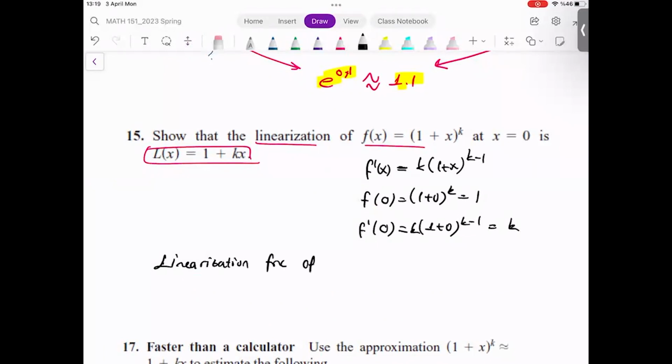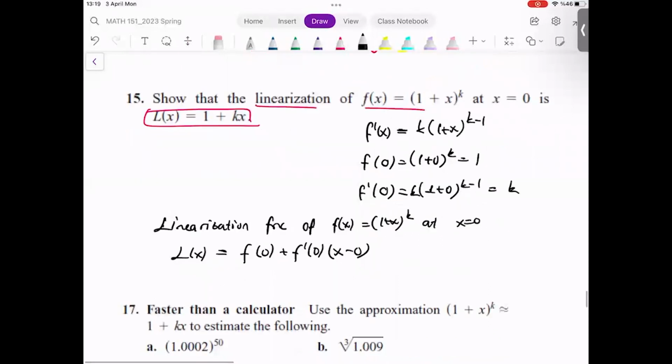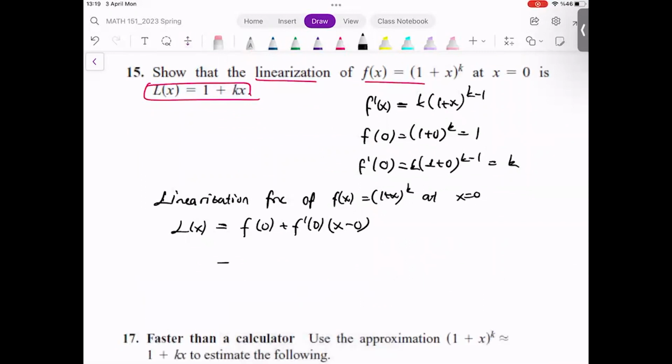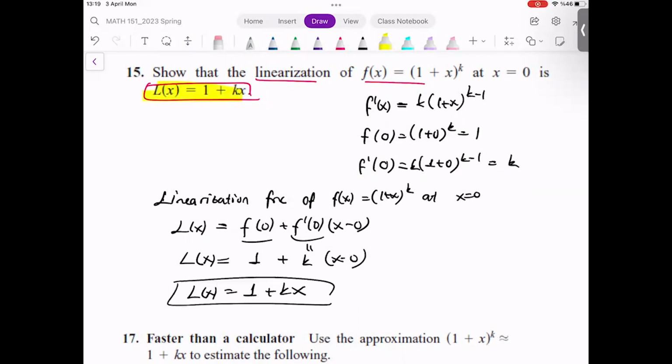The linearization function of f of x, which is the function given in the statement, at x equals 0 goes like f of 0 plus f prime of 0 times (x minus 0). We already computed f of 0 as 1, and f prime of 0 as k. So you see, L of x is computed as 1 plus kx, as desired. So we proved that the linearization of this given function at this particular point is 1 plus kx.